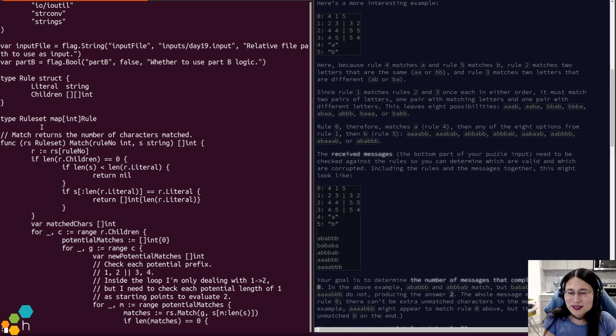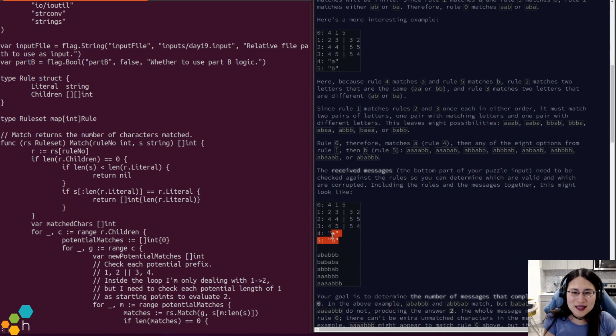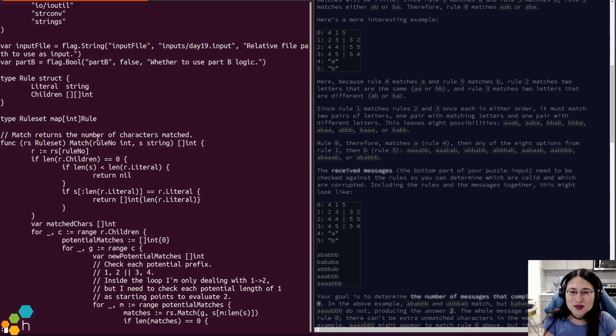So here you can see basically I constructed the idea that either you had a literal string or you had a list of child rules that could potentially map. If it was the literal string, then we just check the next character in the string, and after that slice off everything else.